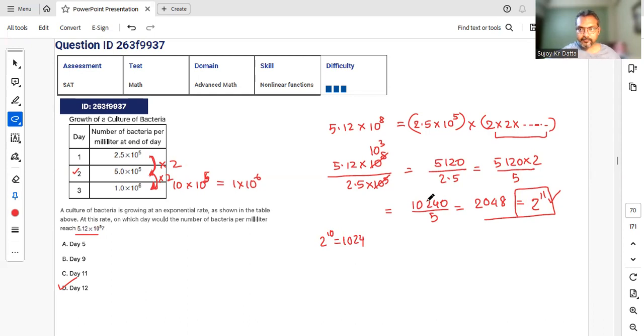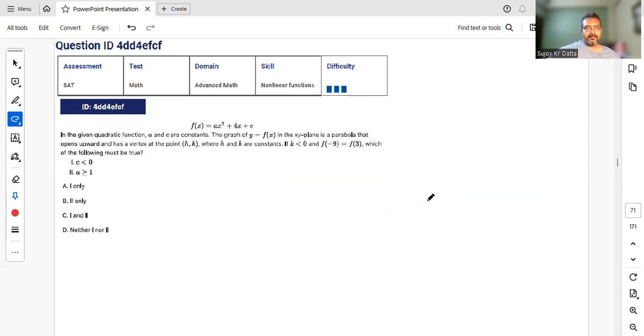Let's go to the next question. So here we have a quadratic again. It says that A and C are constants. Ax squared plus 4x plus c is the function. Opens upward. Vertex is hk. Okay, all that's good. K is negative.